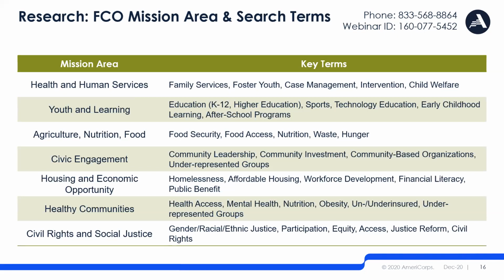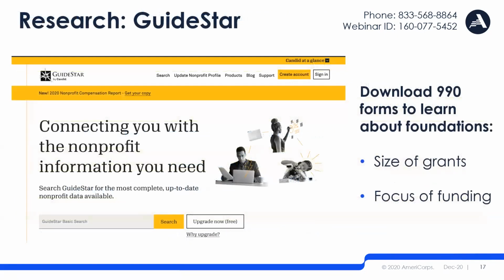So just think about, it's all about strategy, but just play around with these key words. And in some cases, you're going to want to use the big words like youth. And in some cases, you're going to want to use the words in the right-hand column that have more specific terms like education or technology education or something like that, depending on the number of funders in your area. All right, so that's Foundation Center for you.